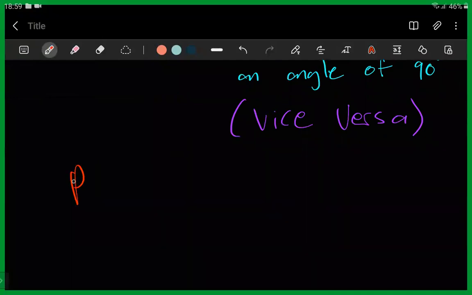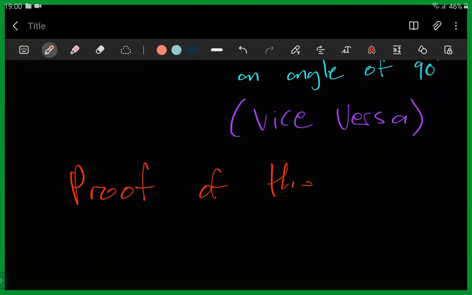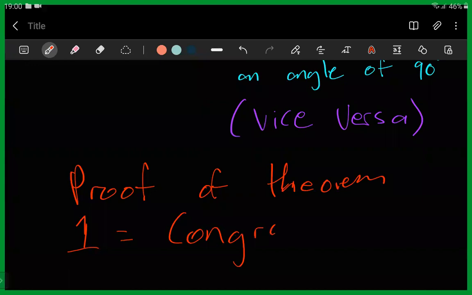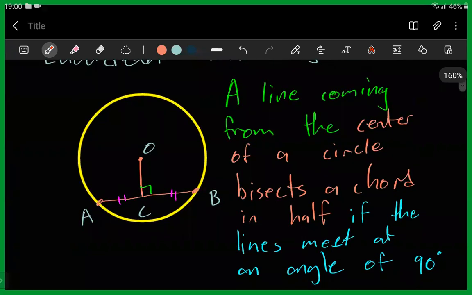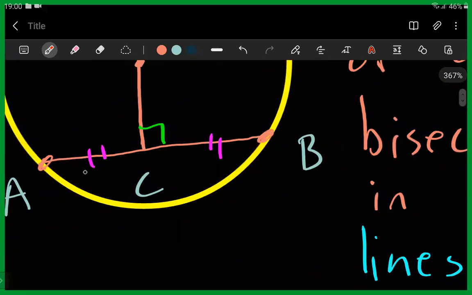You see, proof of theorem 1 equals congruency. Because remember, theorem 1, all it is trying to do is to show that these two are equal and that this is a 90-degree angle. Whichever one comes first, the other one has to follow.